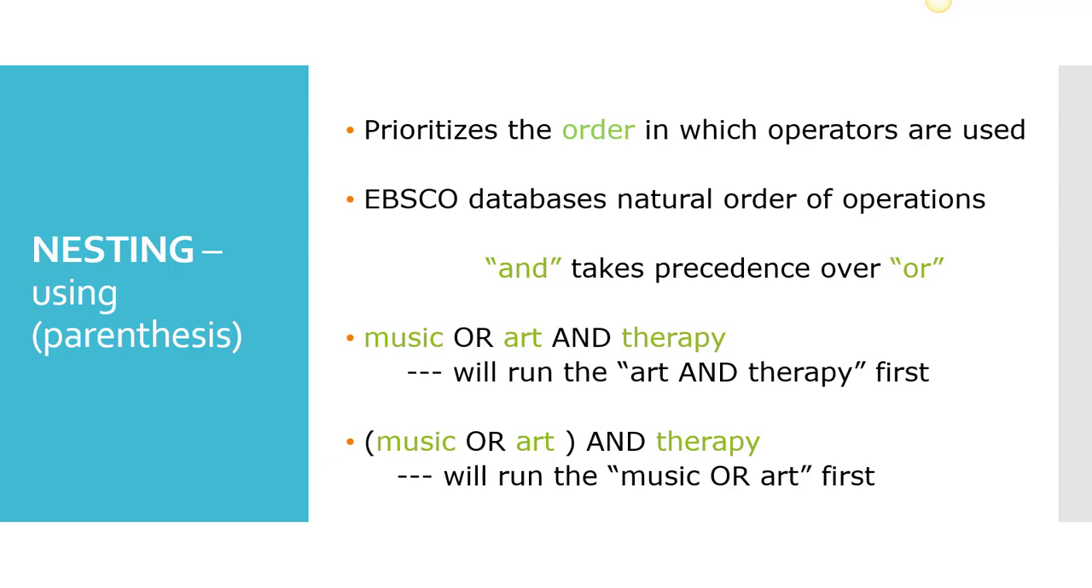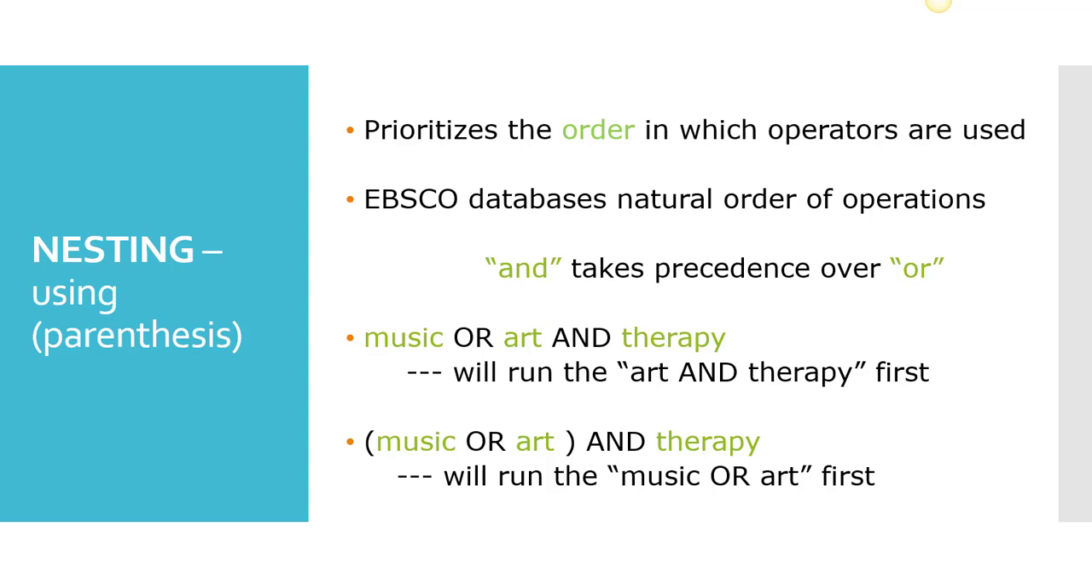What nesting does is it prioritizes the order in which the operators are used. Each database has its own natural order of operations. In the EBSCO databases, AND takes precedence over OR. And that's common, and again, like the asterisk for truncation, you do need to double check the database help section or a librarian if you're not familiar with the particular database. However, knowing that many of ours take precedence, AND over OR, I'll use this to demonstrate.